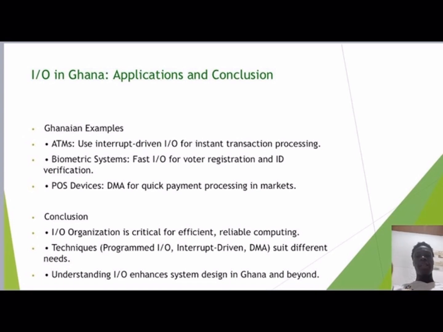The next one is biometric systems, which use fast IO for voter registration and ID verification. These systems need to quickly read and match data like fingerprints or facial scans. Fast IO allows data to be captured and processed almost instantly, improving throughput in high traffic environments. It is used in national ID systems, e-voting registration, airport immigration, and many more.